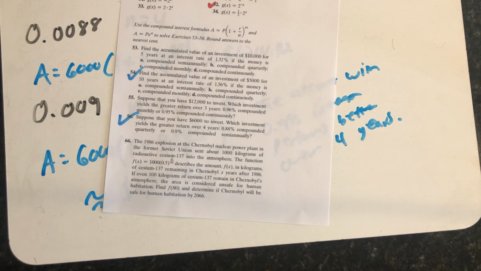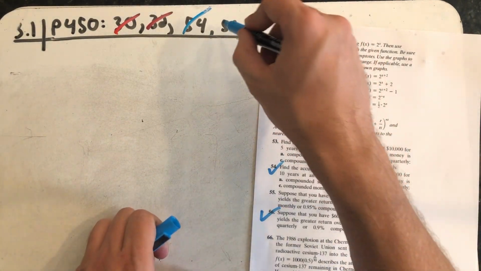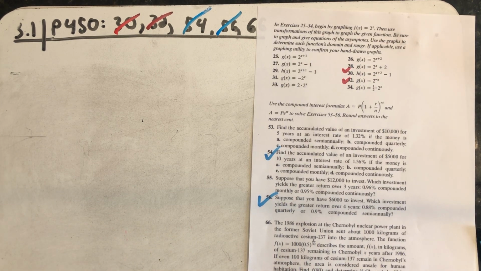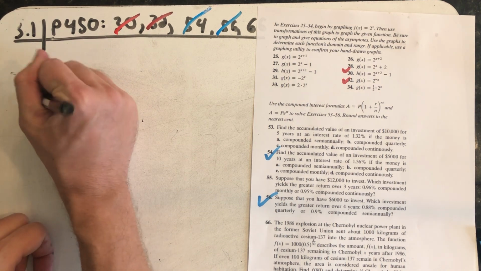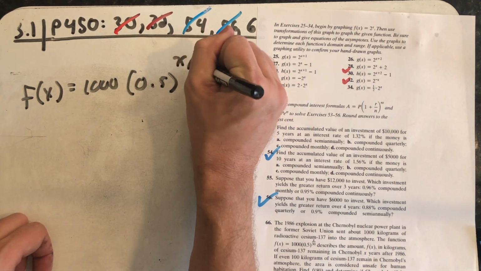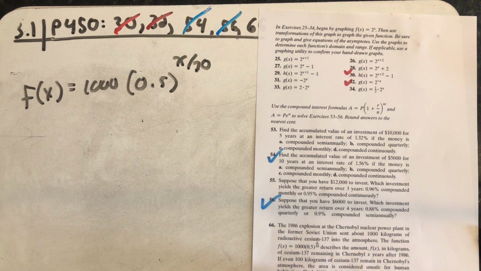Number 66 gives us an exponential function that's applied to a historical event. In 1986, there was a nuclear power plant in Chernobyl, Russia that suffered an explosion. It sent out about 1,000 kilograms of radioactive cesium-137. And we get a function here that describes the amount in kilograms still in the atmosphere in that area. So f of x equals 1,000. And then 0.5 all raised to the x over 30. X is measured as years after 1986.